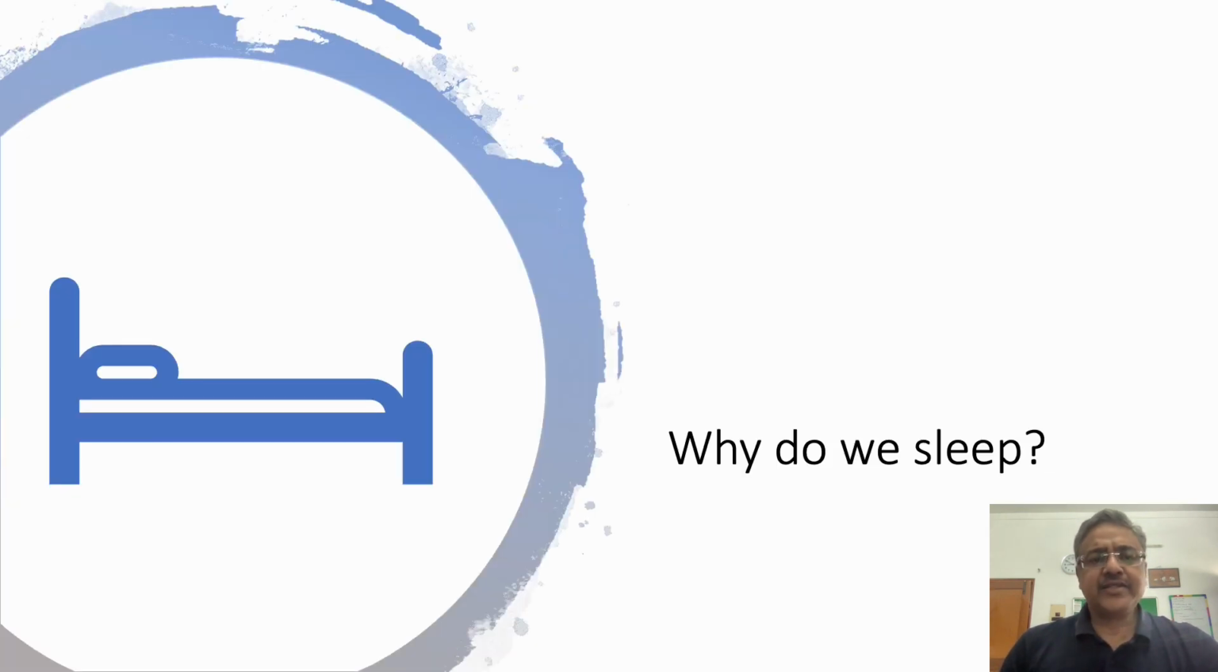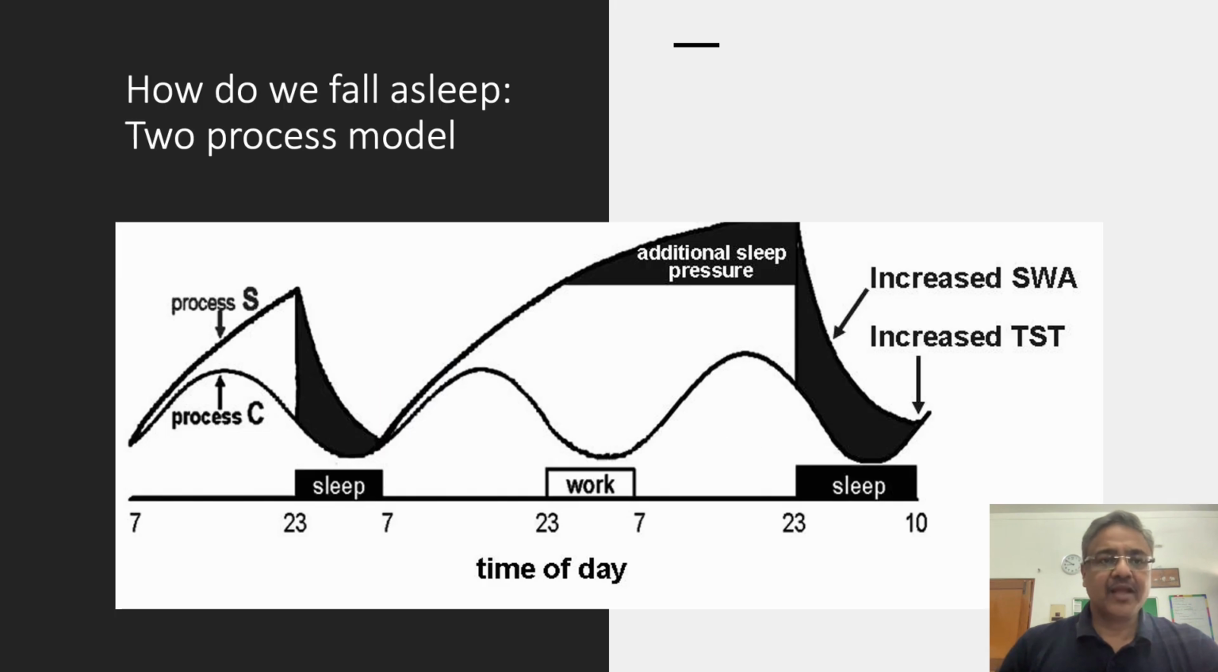Now, the biggest question is, why do we sleep? If we look at why we sleep, there are a number of different hypotheses, but grossly, if we look at the process of falling asleep, there are two different mechanisms. One is the homeostatic process, and the second is the circadian process. They work together, and then they make us fall asleep.